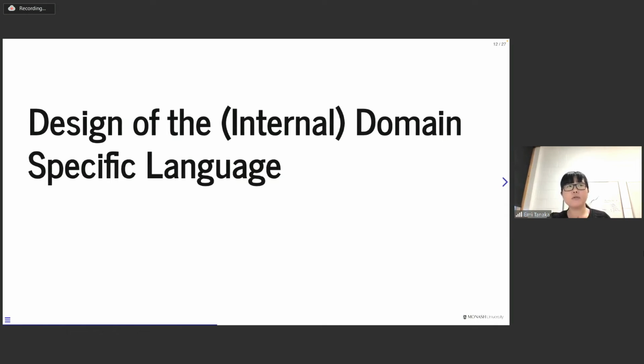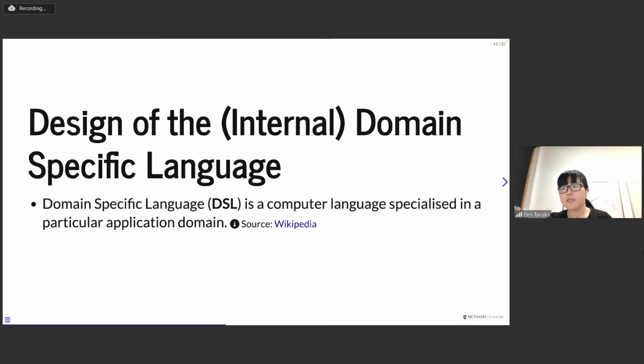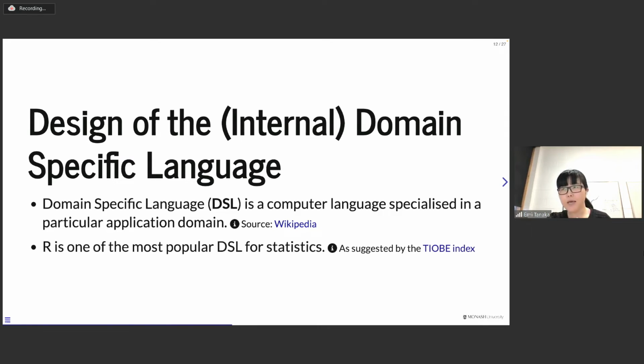So I want to talk to you about another aspect of the design, and that's the design of the domain-specific language. For those people who don't know what a domain-specific language is, that's a computer language specialized in a particular application domain. And R is one of the most popular, as you just heard in the introduction, DSLs for statistics.